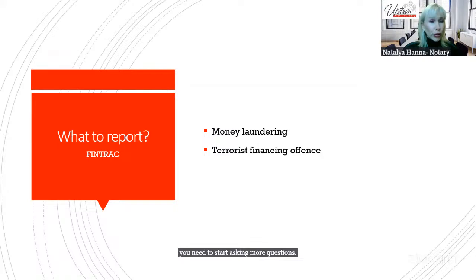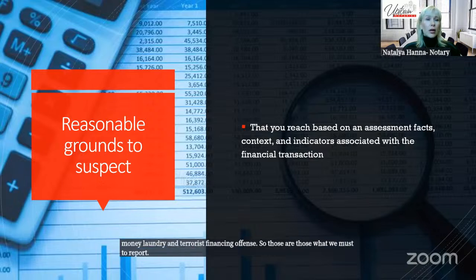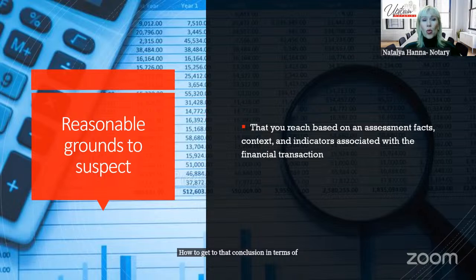So what to report, right? We need to report money laundering and terrorist financing offenses. Those are what we must report. How to get to that conclusion in terms of whether it's reasonable grounds or not. Also, this information is available for you in the resources.